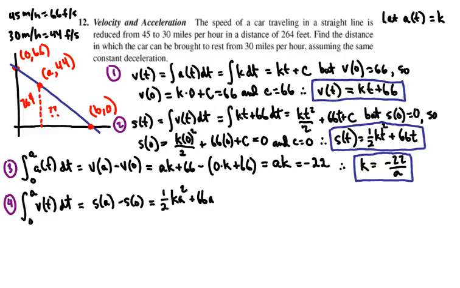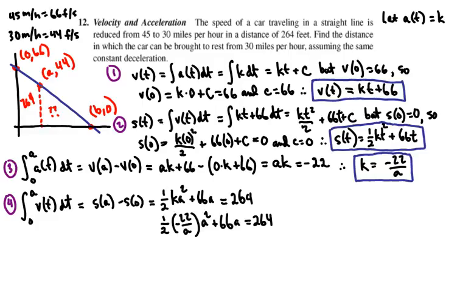And since we're given that S of 0 is equal to 0, the position at time t equals 0 is 0, we can now state that 1/2 k a squared plus 66a is equal to 264. We still have two variables, but that's why we solved for k in the preceding problem.